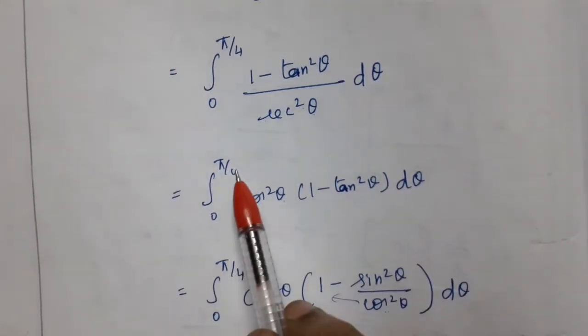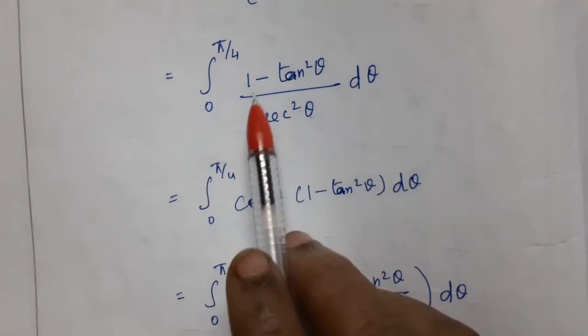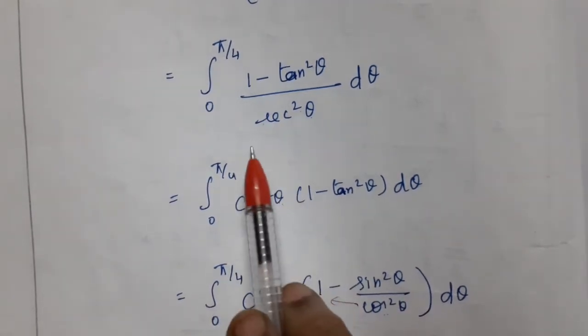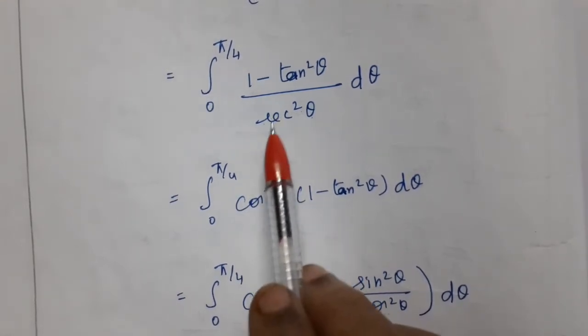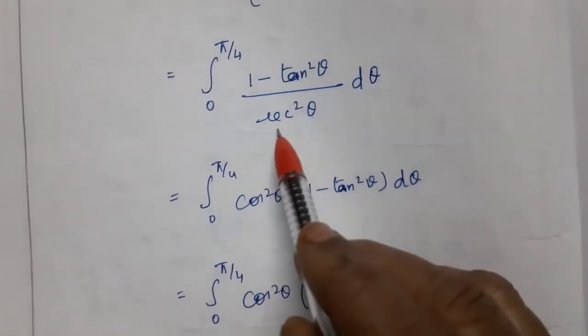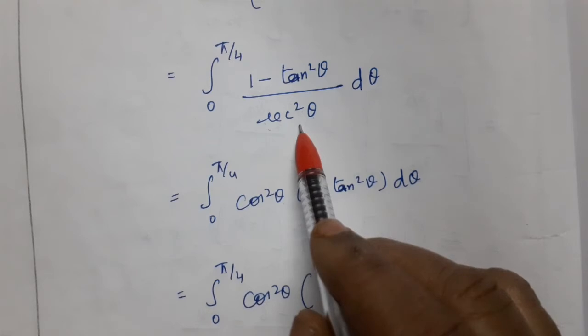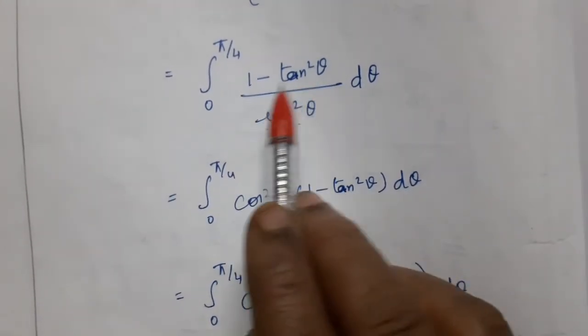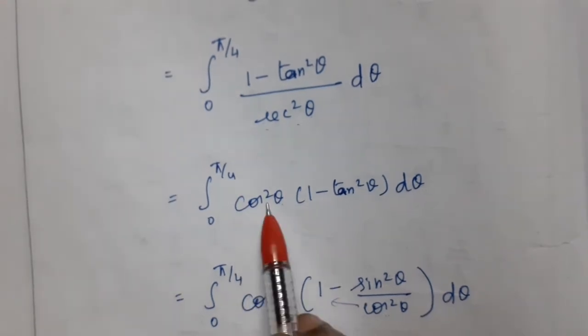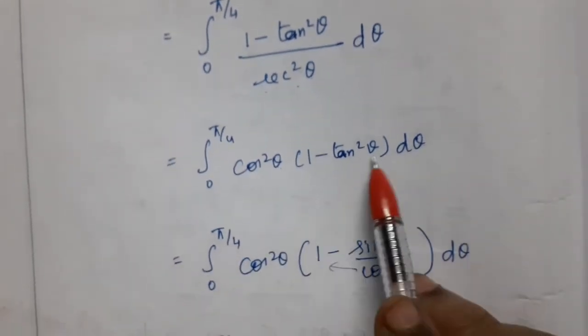Next, integral from 0 to pi by 4, split into two integrals. What is this one? 1 by secant square theta is what? Cos square theta. Secant square theta is nothing but 1 by cos square theta. 1 by secant square theta goes to the numerator to become what? Cos square theta. Cos square theta into 1 minus tan square theta.